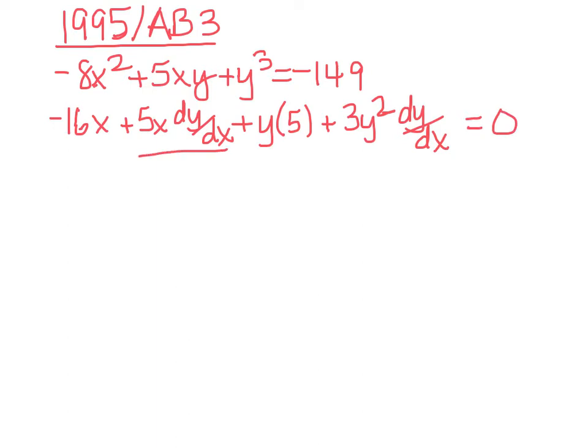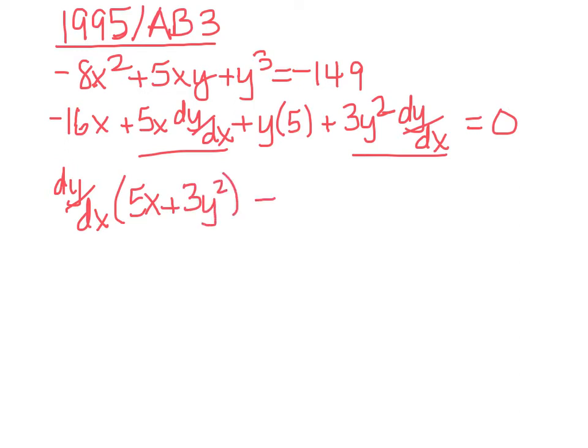Okay, so we're going to take everything that has a dy/dx, we're going to factor out that dy/dx, and we're going to keep it on the left side of the equal sign. So that's going to give us 5x plus 3y squared. Then everything that I'm kind of squiggling here, I'm going to move to the other side of the equal sign. So that negative 16x will become positive 16x, and the 5y will become minus 5y.